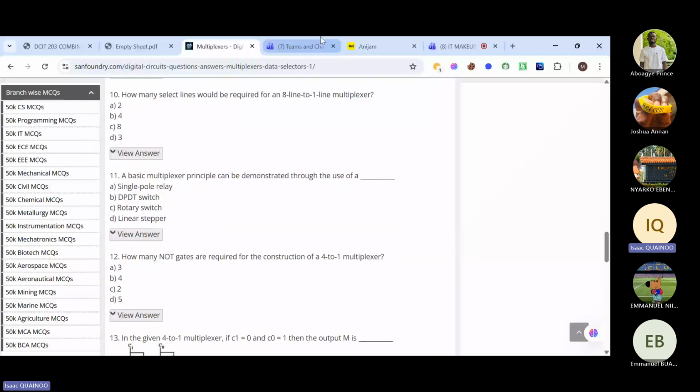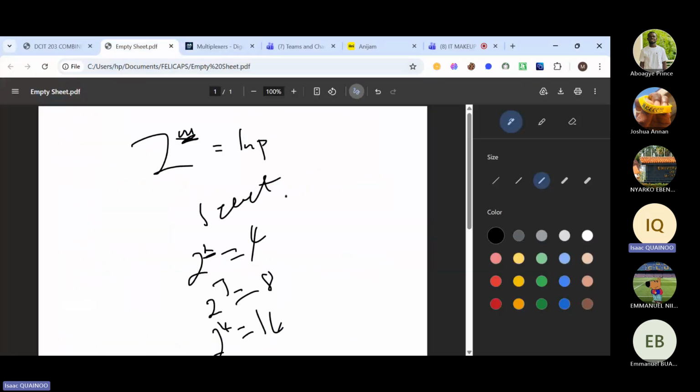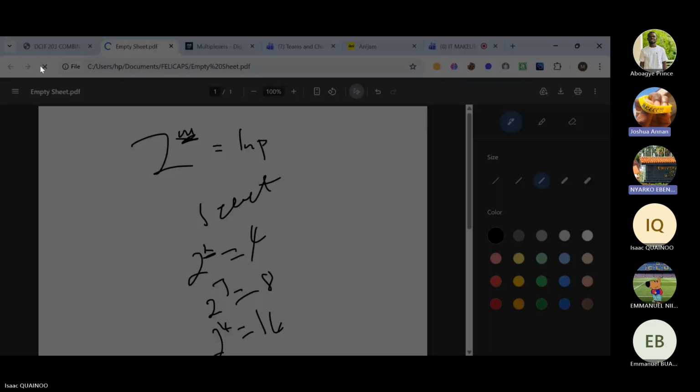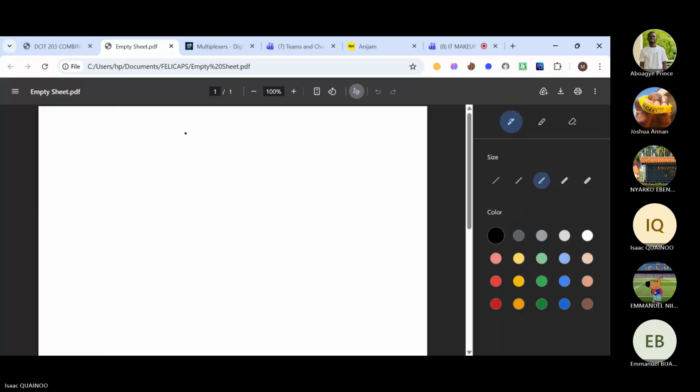So question 10 is saying: how many select lines will be required for an 8-to-1 line multiplexer? Okay, so we have an 8:1 multiplexer. How many select lines are you going to need? 4. 3. Someone said 3, someone said 4. Okay. Anyone again with another answer?